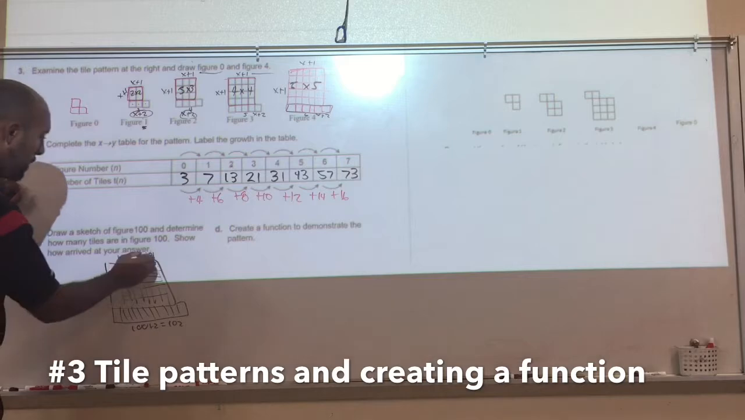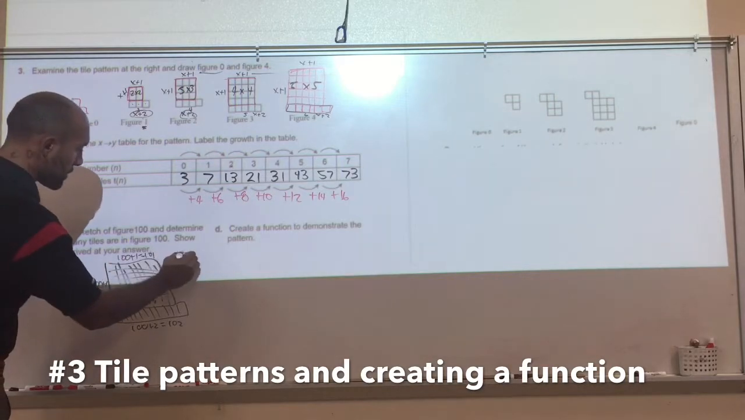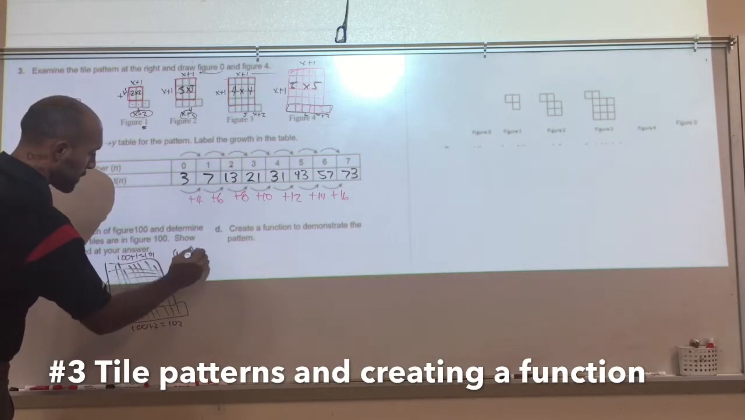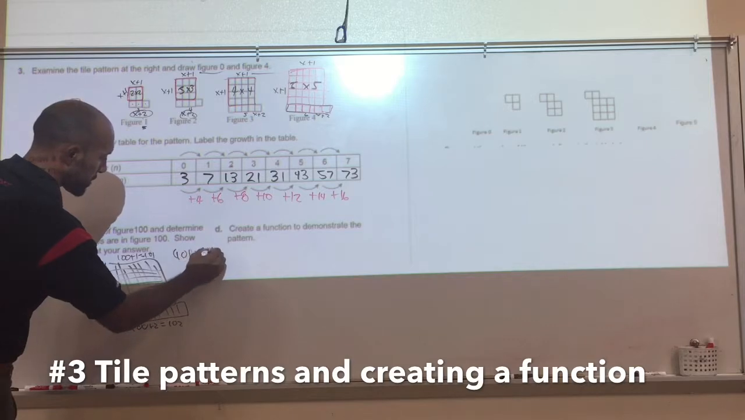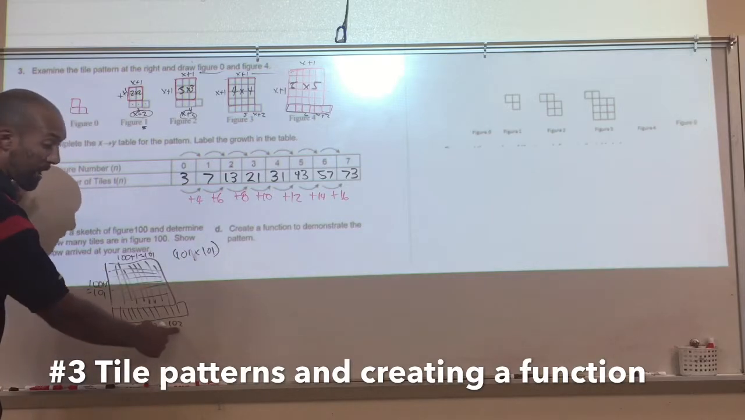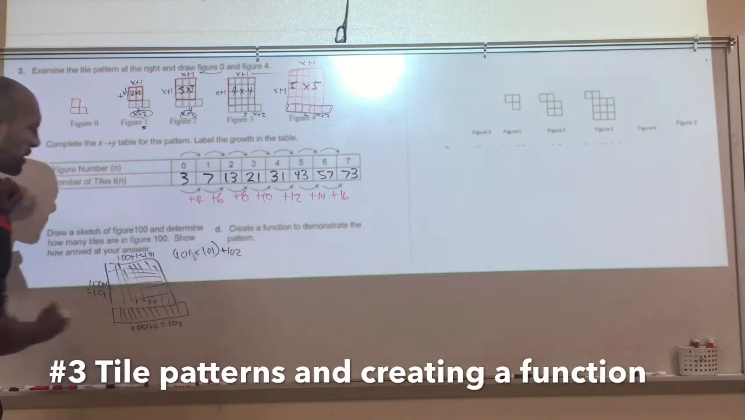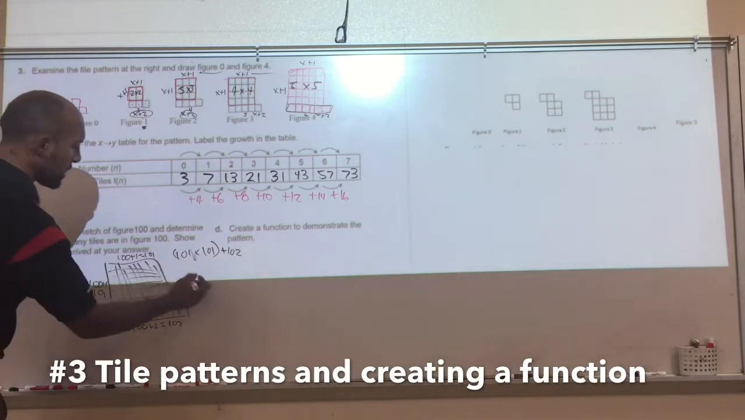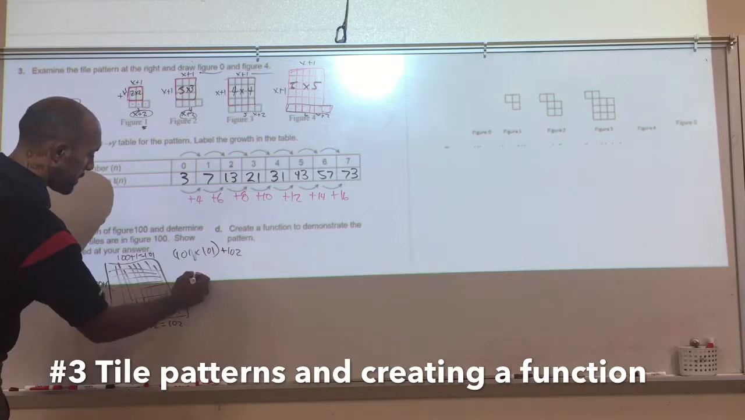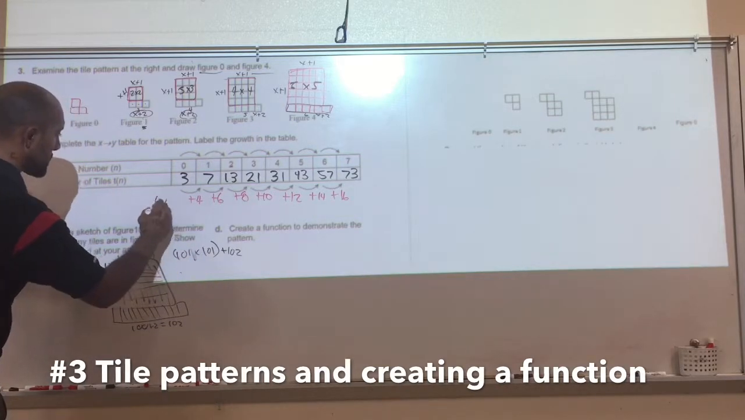How many did I get? Well, it's 100 by 101. So 101 times 101. And then I have to add the ones on the bottom, so plus 102. So 101 times 101, that's going to be, Mr. Osborne's having trouble with his math here.